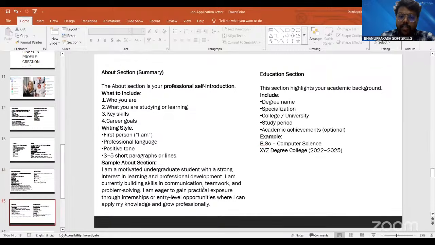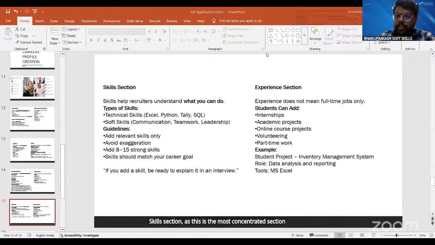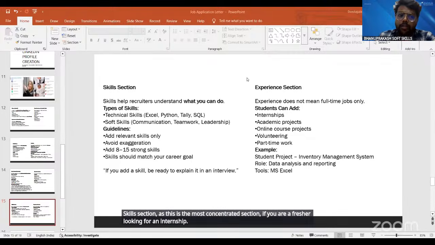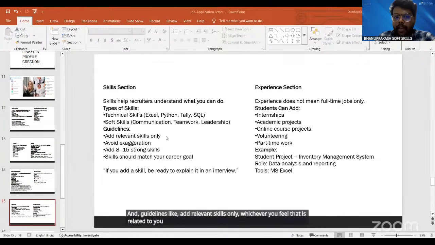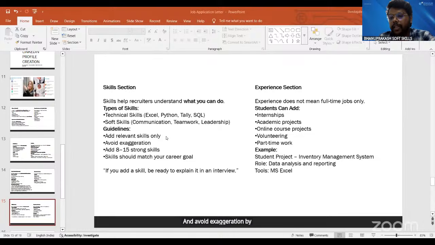Next, the skill section. This is the most concentrated section if you are a fresher looking for an internship. Skills help recruiters understand what you can do. You can add technical skills and soft skills too, so you need to give importance to both. Guidelines: add relevant skills only, whichever you feel is related to you, and avoid exaggeration by adding a lot of skills here. If you are really perfect in all those things, then fine. But never exaggerate yourself much, as it should be relatable and they should understand this is true.